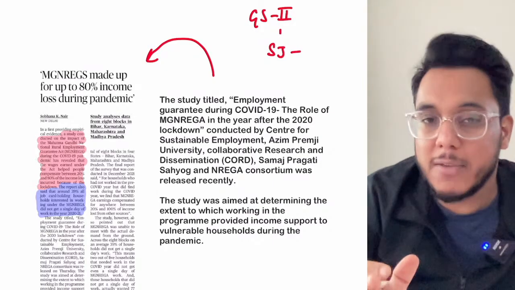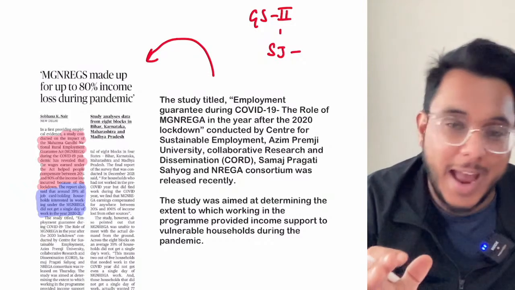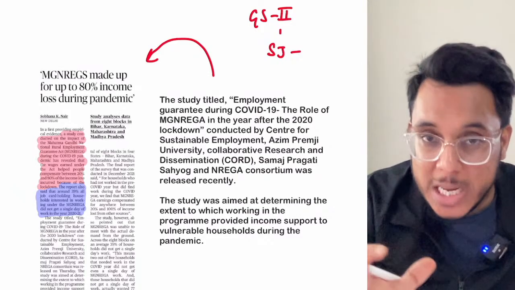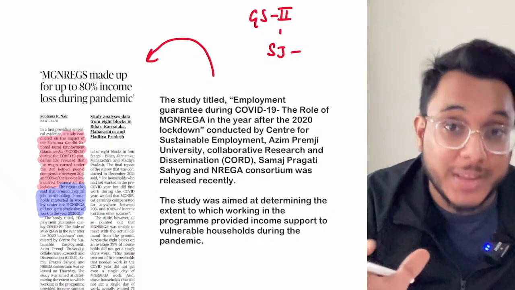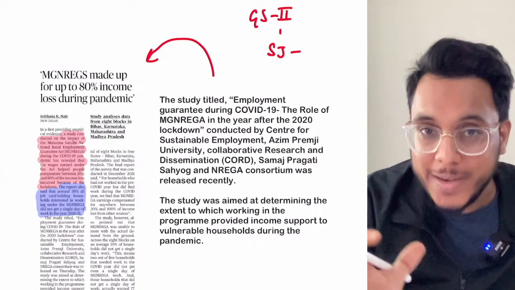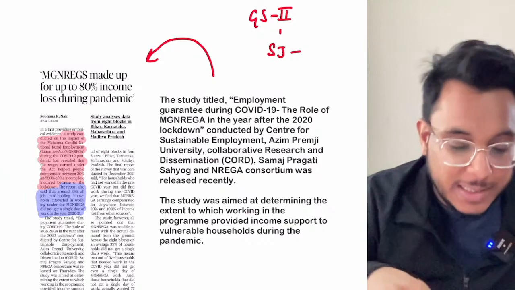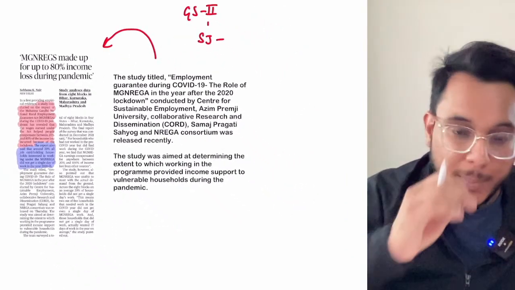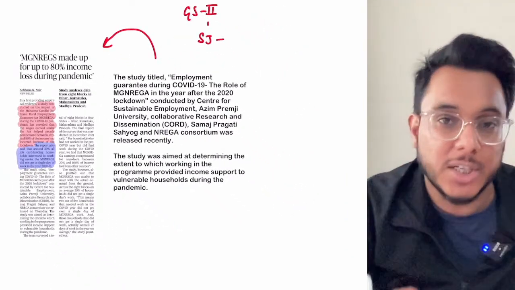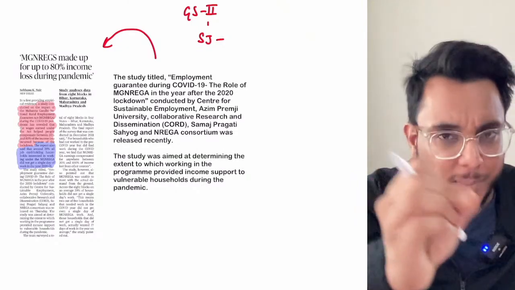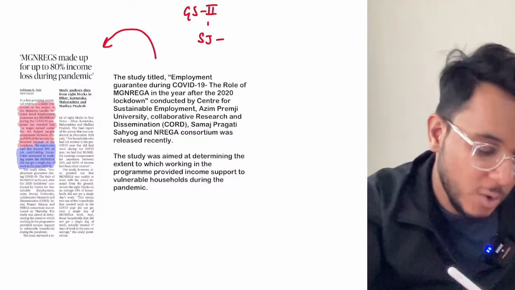Now, first of all, I want to tell you this thing, that MGNREGA has been appreciated by many of the global bodies for the role that it has played in the COVID-19 pandemic. Now you see this thing, with the coming of the COVID-19 pandemic, what happened? The reverse migration started in India.